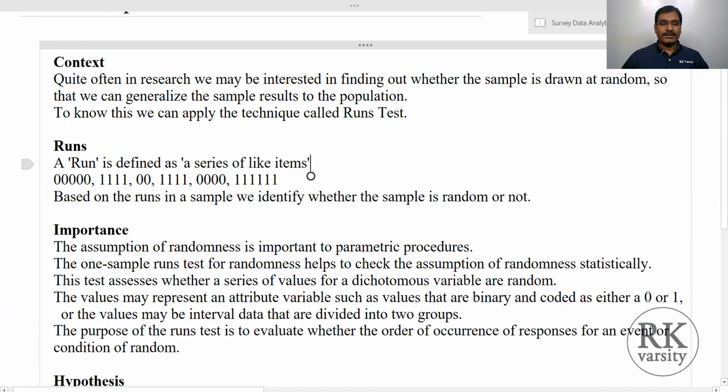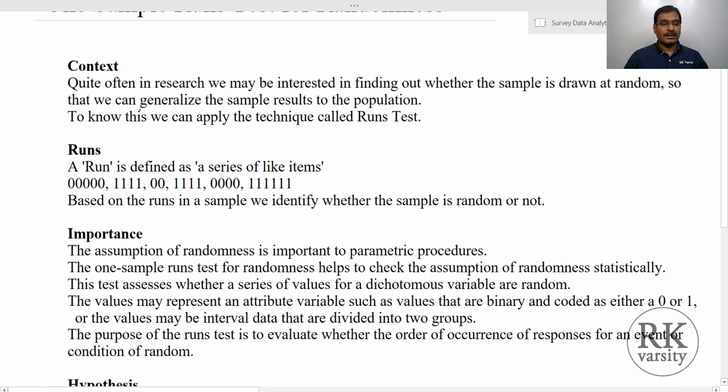Quite often in research, we may be interested in finding out whether the sample is drawn at random or not. This will help us to generalize the results drawn from a sample to the population. For this purpose, we use a runs test. In a runs test, a run is defined as a series of like items. So here we can see a series of like items.